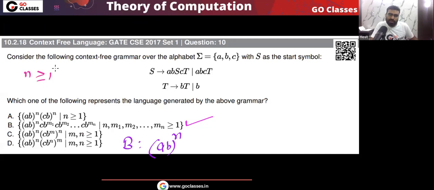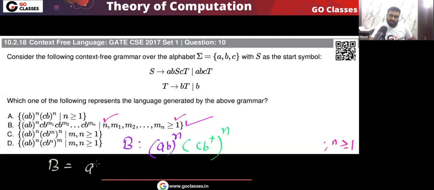We have already seen that n should be greater than or equal to 1. So you can see that n is greater than or equal to 1. And you can see after this a b power n, I told you what we will get. We will basically get c b plus power n. This is actually the answer. a b power n, c b plus power n.